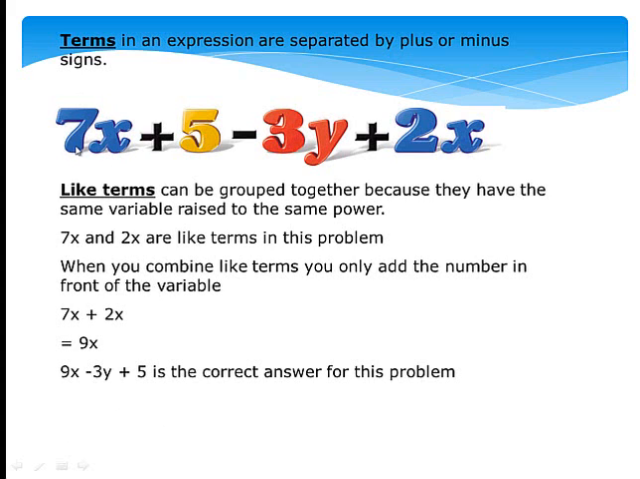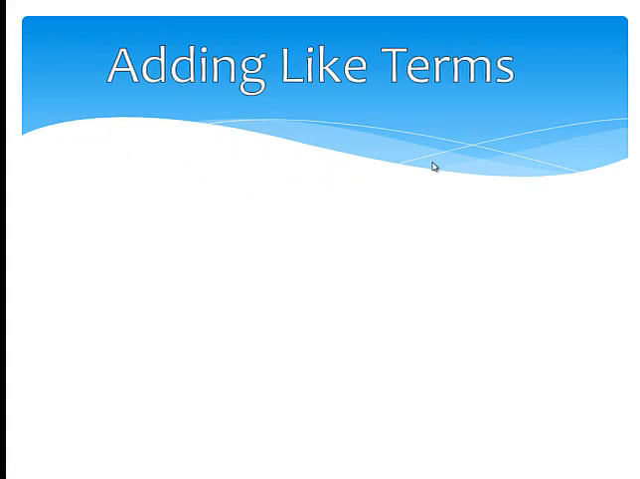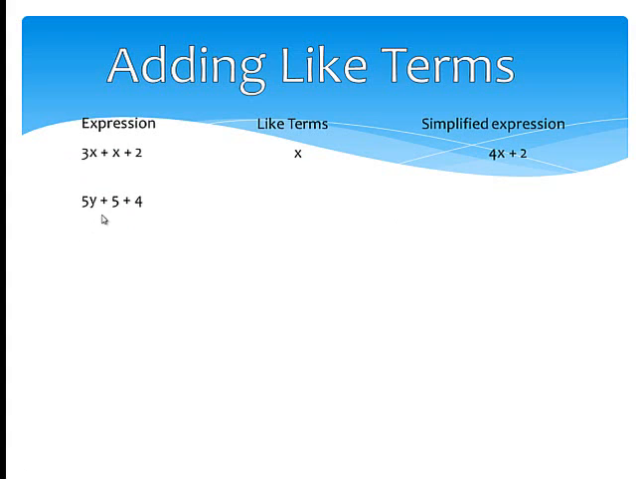Another way to look at this is I have 7 xylophones. I have 2 more xylophones over here. How many total xylophones do I have? 9. So let's look at some problems. In my expression, 3x plus x plus 2, what are my like terms? My 3x and my x. Combine them, 4x plus 2. Okay? I want you to list the like terms and write the simplified expression.